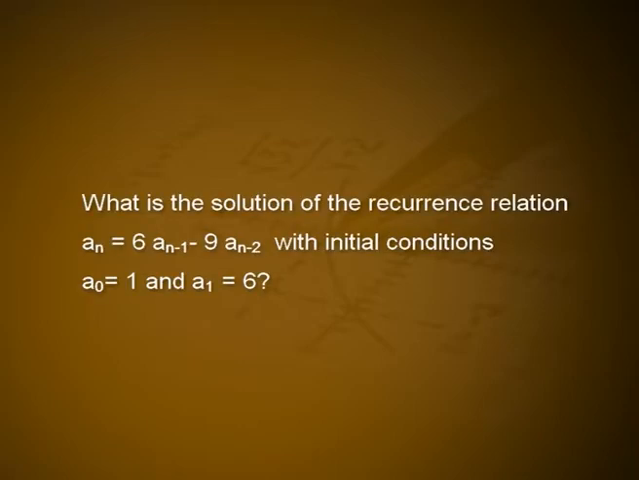What is the solution of the recurrence relation An is equal to 6 into An minus 1 minus 9 into An minus 2 with initial conditions A0 equal to 1 and A1 equal to 6? Solution. The characteristic equation of the recurrence relation is r square minus 6r plus 9 is equal to 0, and its only root is r equal to 3.